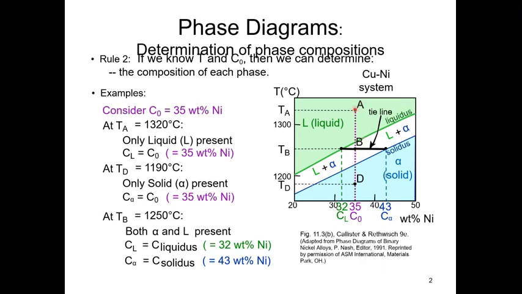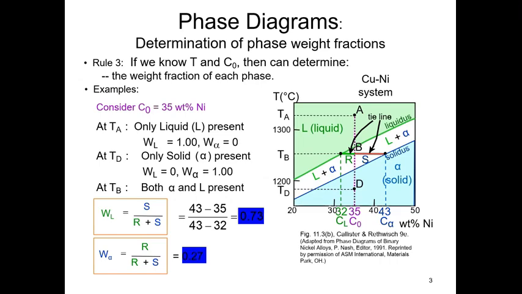Okay, while this one is definitely 100% liquid, while at this point it is definitely 100% solid. So how do you determine at this point how much liquid there is and how much solid there is? Okay, we will look at that on the next slide. Okay, so to know the percentage of liquid and alpha at this point B, we look at its weight fraction. Okay, so instead of percentage, we look at the weight fraction.